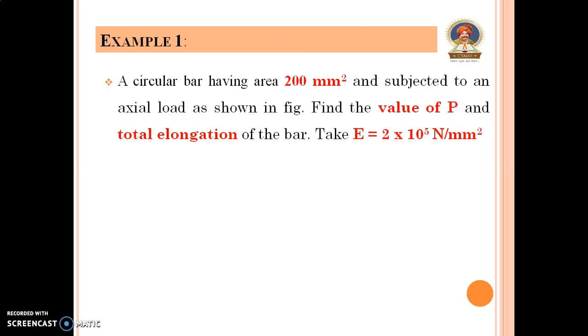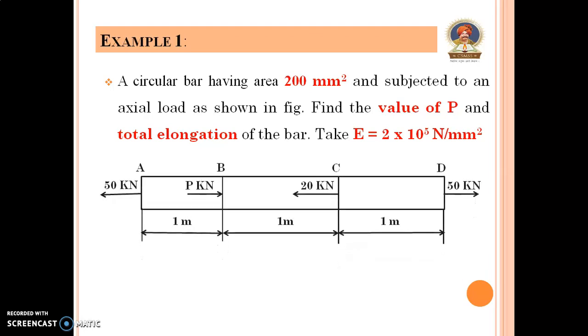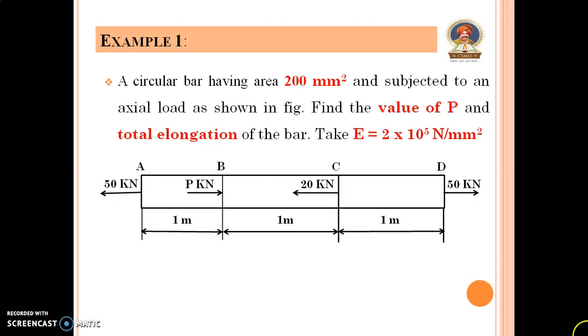A circular bar having area 200 mm square and subjected to an axial load as shown in figure, find the value of P and total elongation of bar. Take E is equal to 2 into 10 raised to 5 Newton per mm square. Here the diagram is given. In this diagram, here the P is unknown. So first of all we have to calculate the value of P, then calculate the total elongation of bar.